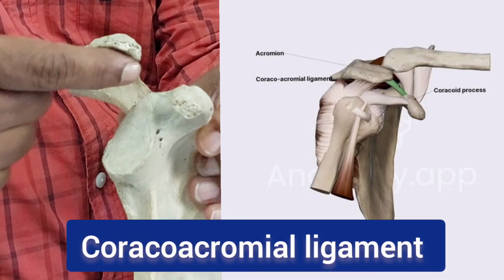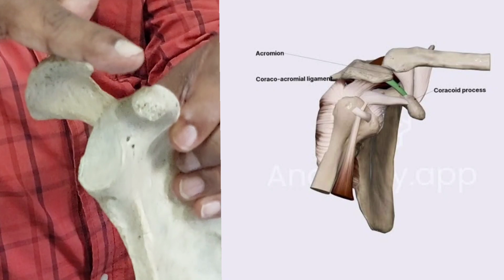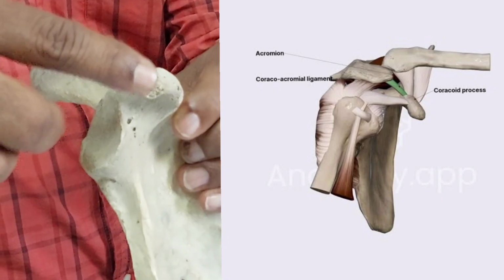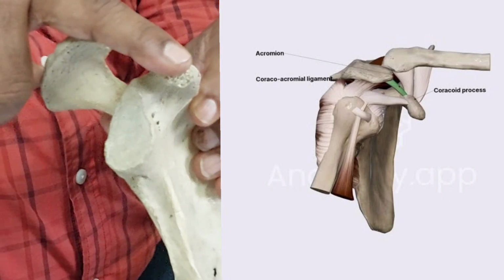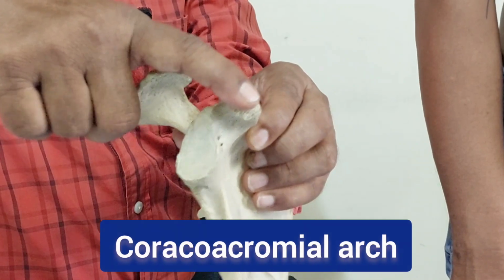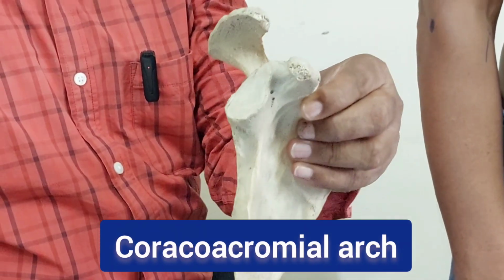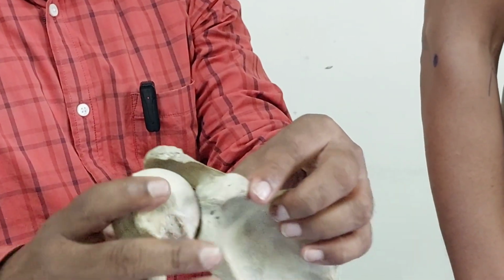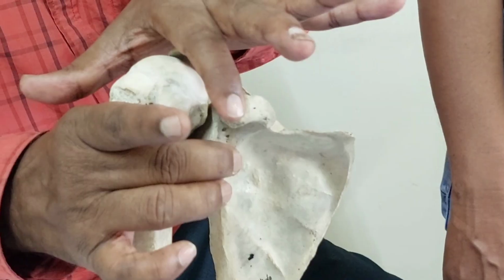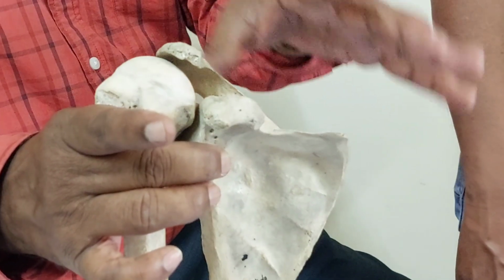Under surface of the acromial process, coracoacromial ligament and the coracoid process form a coracoacromial arch which forms the secondary socket for the shoulder joint. This is shoulder joint and it is the arch. It forms a secondary socket for the shoulder joint.